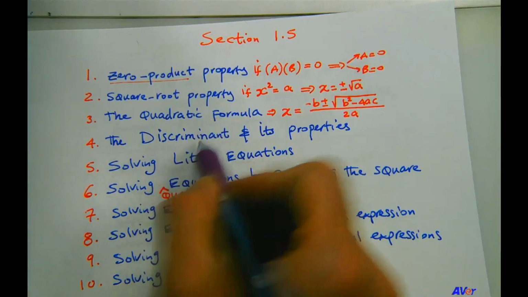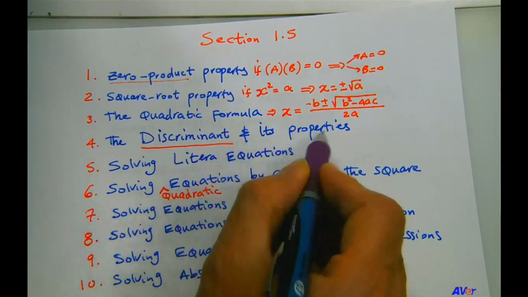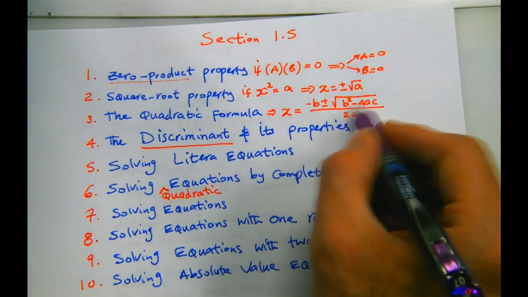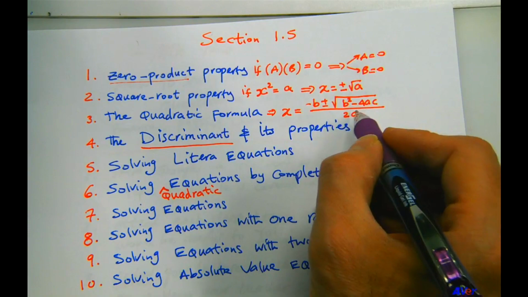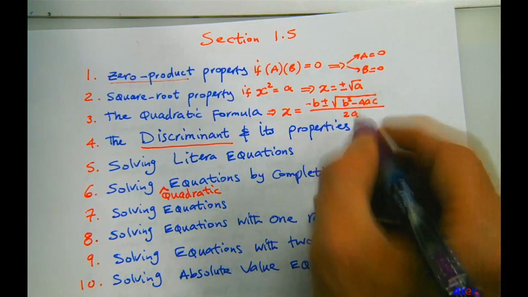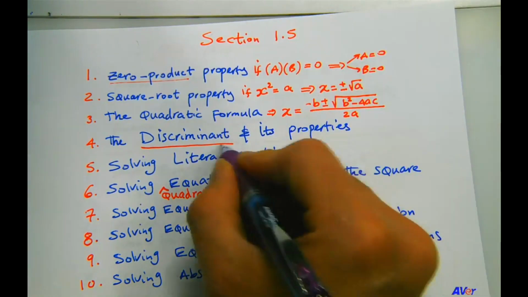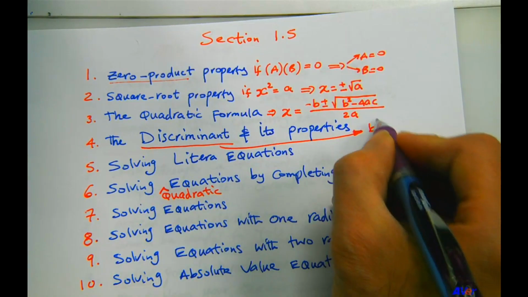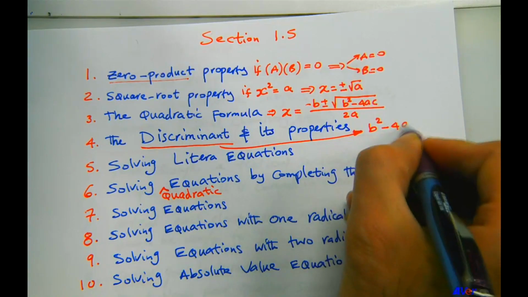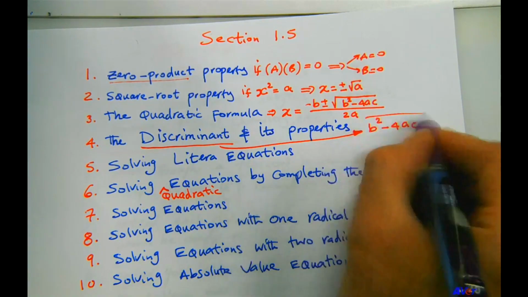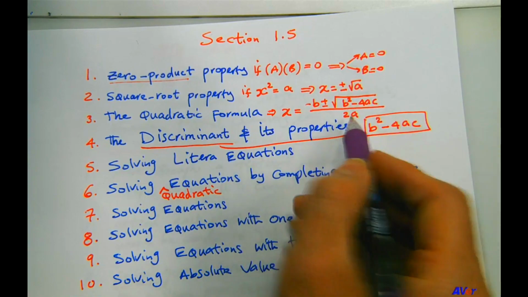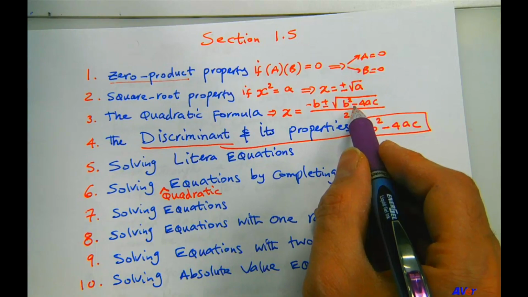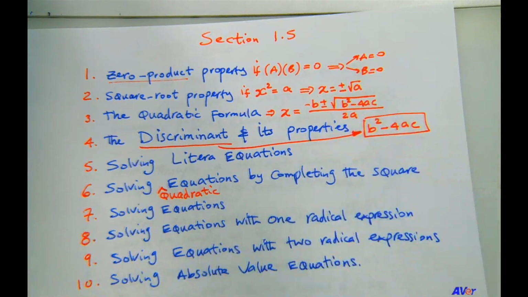And the discriminant and its properties. The discriminant is the inside of the radical expression in the quadratic formula. So in other words, the discriminant is that piece that is equal to b squared minus 4ac. That's called the discriminant, just that piece. Not the square root, just the piece in the radicand, or inside the radical expression.